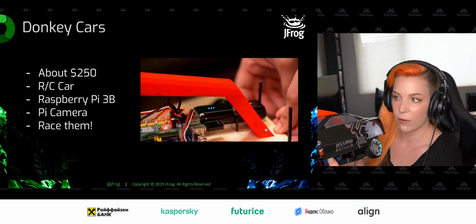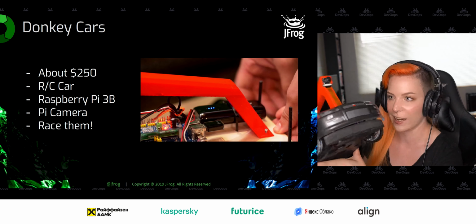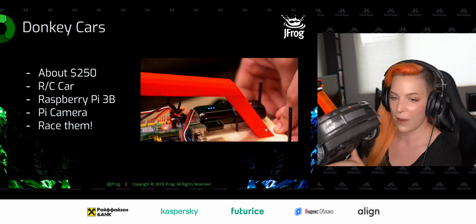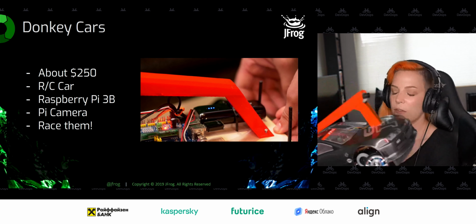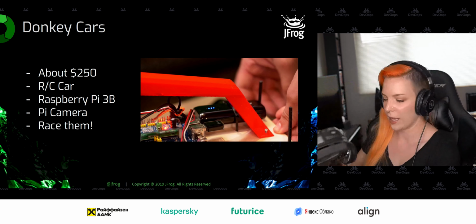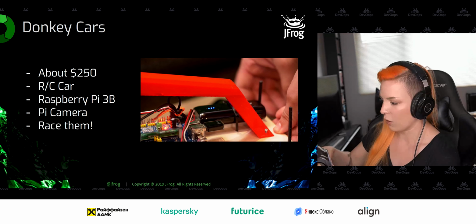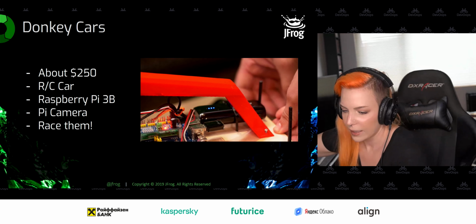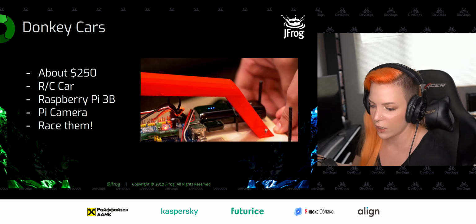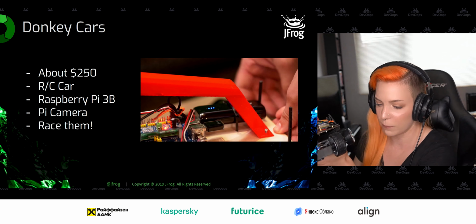If you aren't familiar with those, I certainly was not before I heard about them at a Python meetup. It's a miniature RC car that's been modified with a Raspberry Pi and a camera. The library that enables it to do its thing is called Donkey, hence Donkey Car. And they only cost about $250 to build for the most basic one.